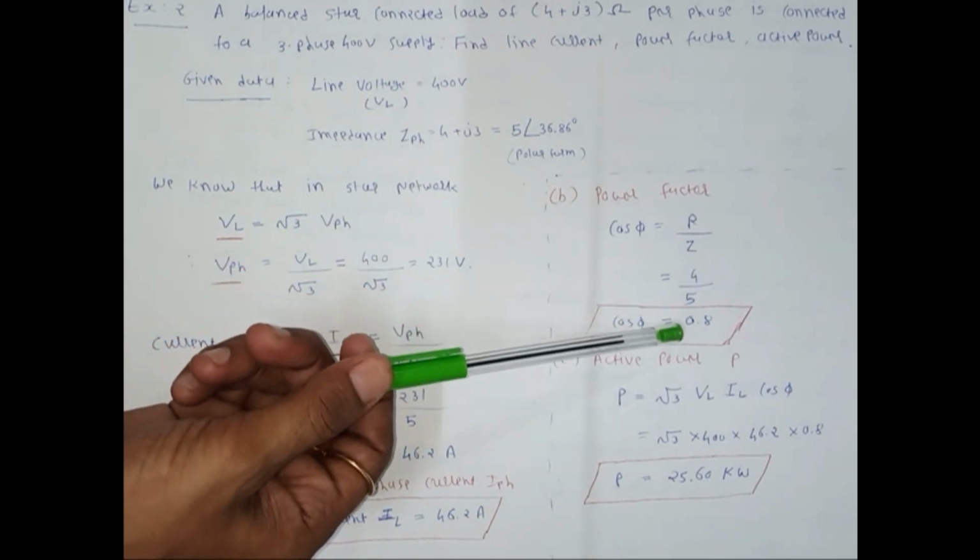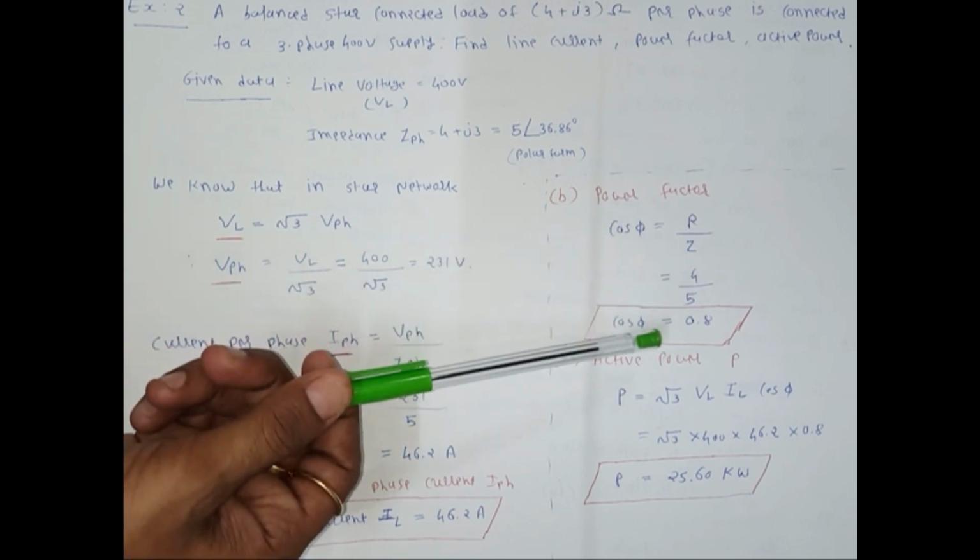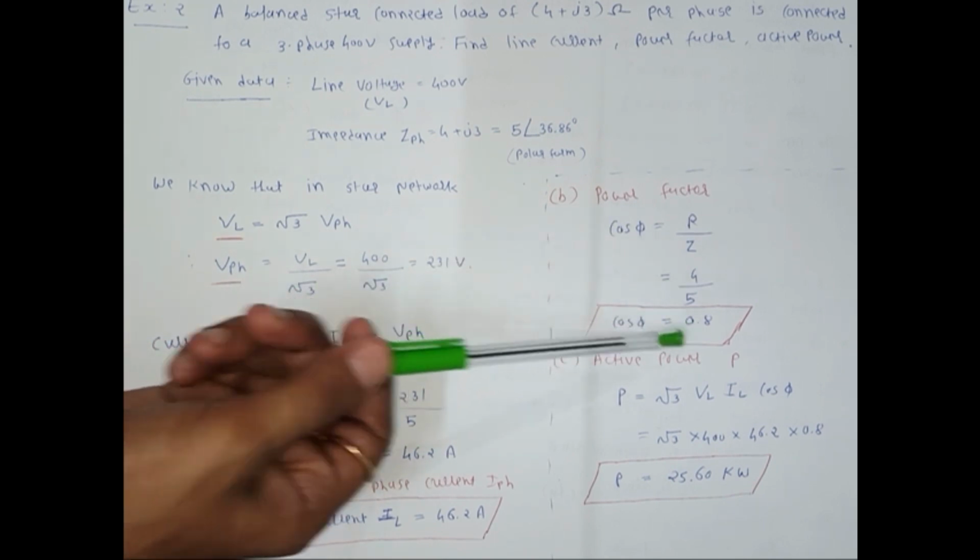So 4 by 5 equals 0.8. So power factor equals cos phi equals 0.8.